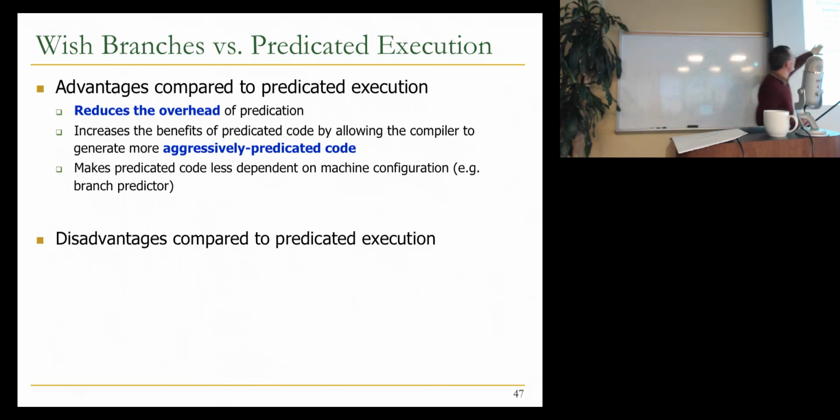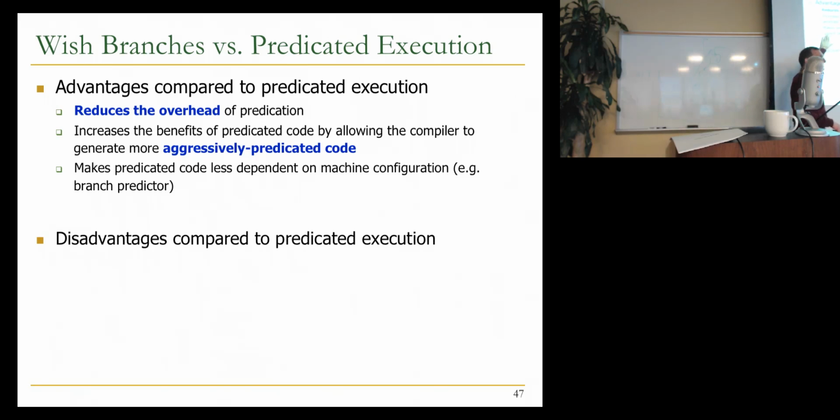Now, the other upside is, because the compiler knows that the hardware can make the right decision, the compiler is a little bit more off the hook. Right? The compiler can be much more aggressive. It can say, oh, I'm going to predicate this huge chunk of code, and hopefully the hardware will make the right decision in the branches. Does that make sense?